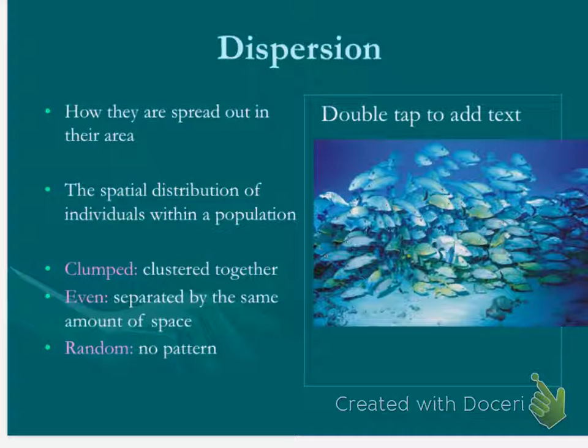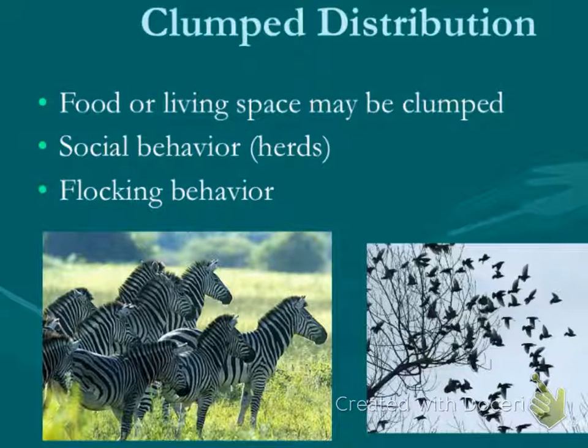This school of fish, if you had to take a guess, what would you say it was? Clumped. Yeah. They're all sort of fin to fin with one another. Clumped distribution. Very often when an animal is clumped, it means that their food source is clumped and that they clump around the food source or the water source. Can also be a result of social behavior.